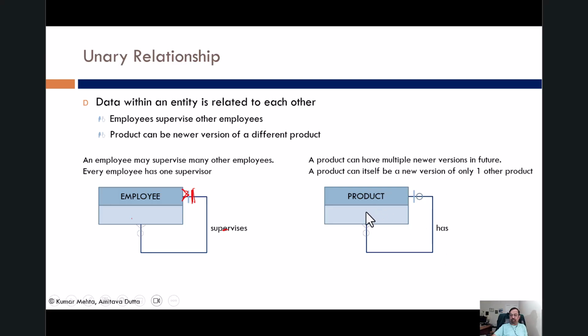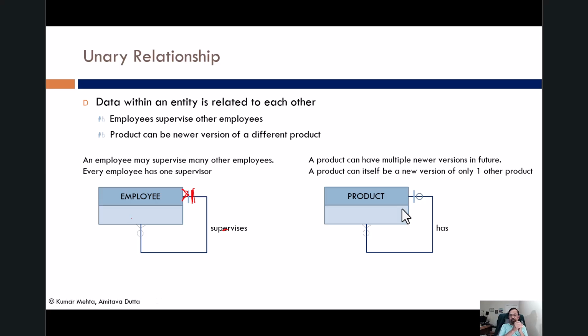Here's a second example. A product has other products. So you could have a product that has subparts in it. If you think of a car's carburetor, for example, it's a product, but it has many different parts in it. So to read the symbols, one product has at least 0 and at most many subparts, products inside it. And in the reverse direction, you can read those cardinalities in a similar manner.